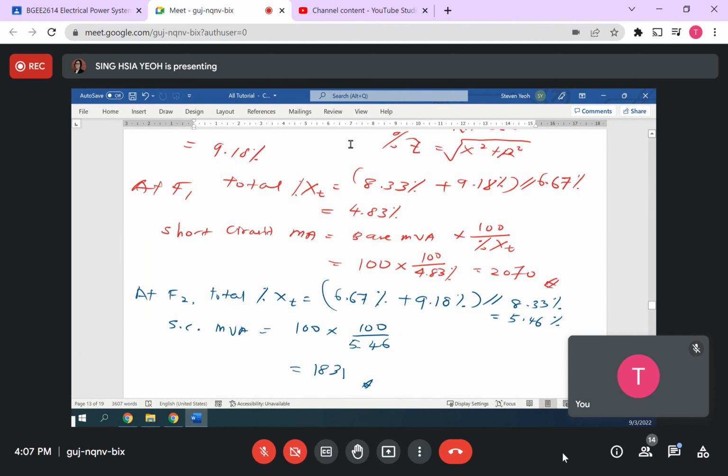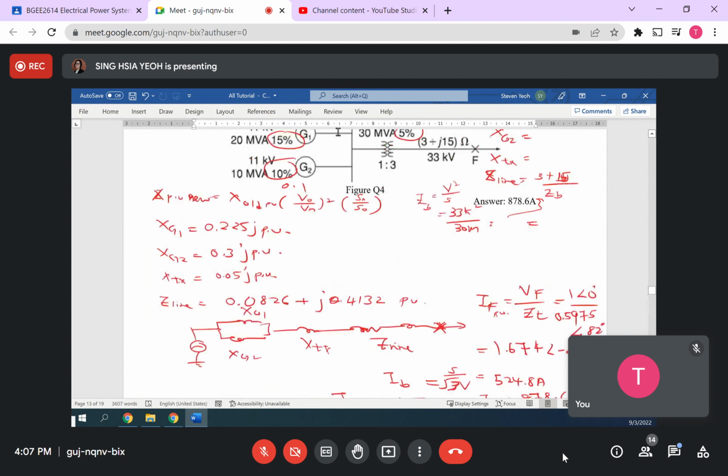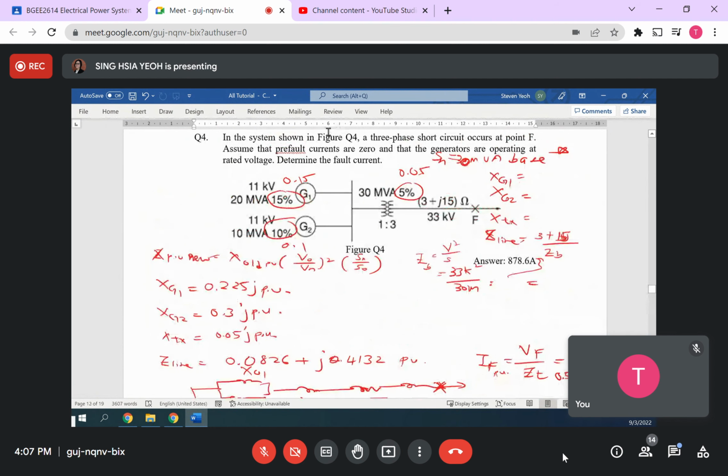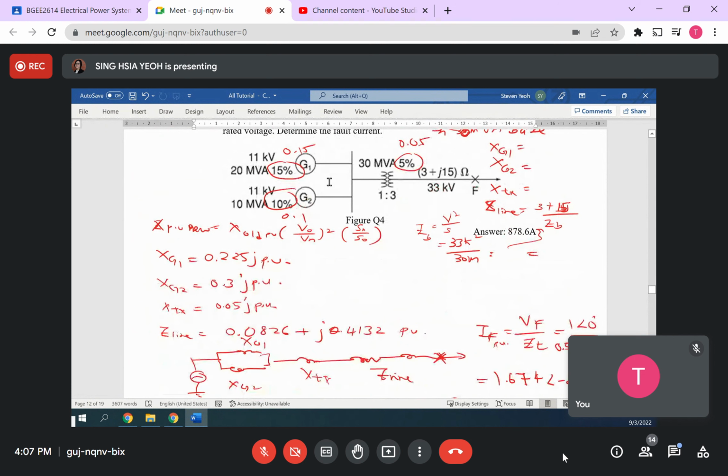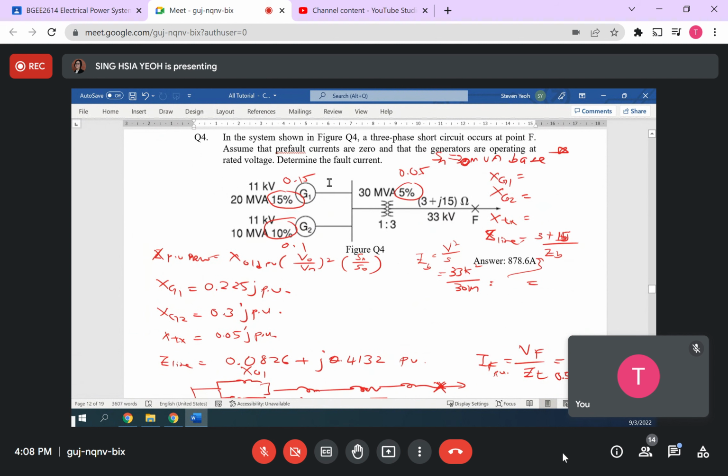Now question 4, the short circuit MVA. This question is actually different. It is targeted for the PU solution, the per unit solution. It should be 15% at 20 MVA and 10% at 10 MVA.